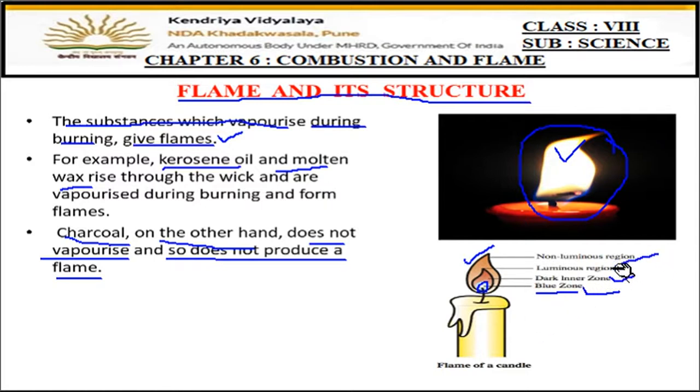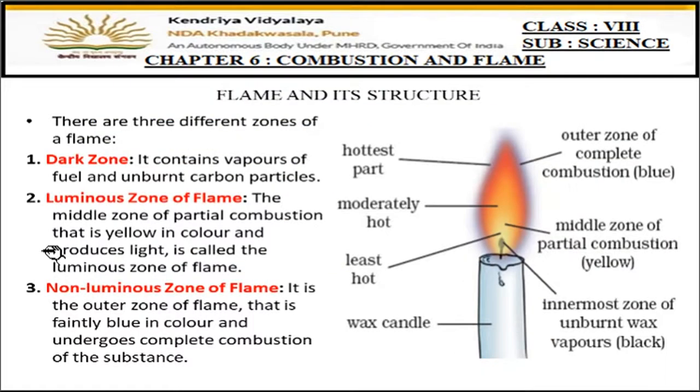Then the luminous region, which gives the light, and the outer side, the last layer of the flame, is the non-luminous region. So let's study the structure in detail. Flame and its structure. In the structure of the flame, three different zones are visible. Now the first one is the dark zone.